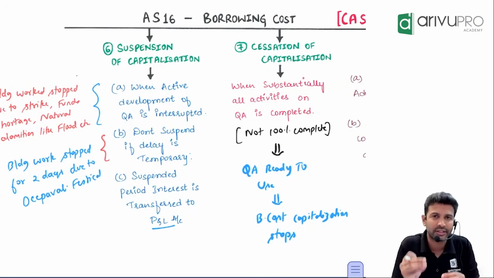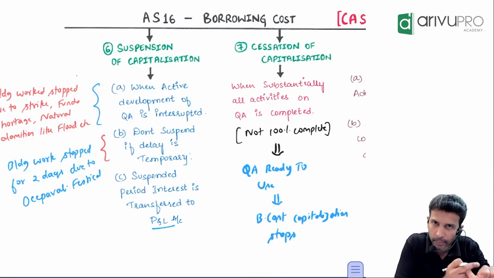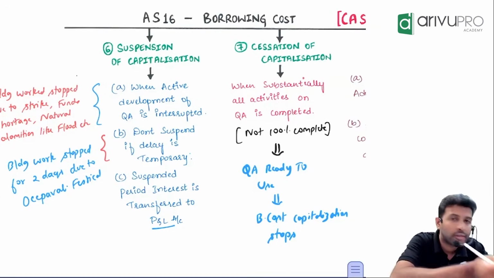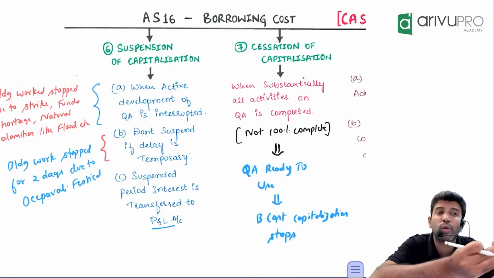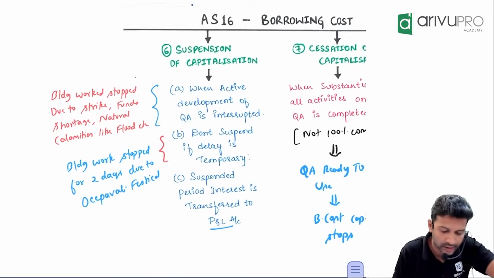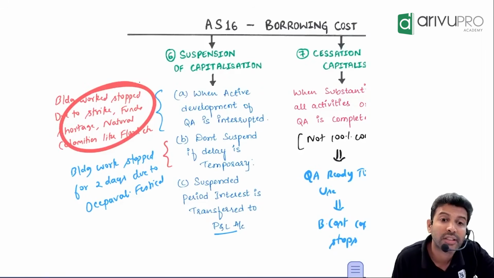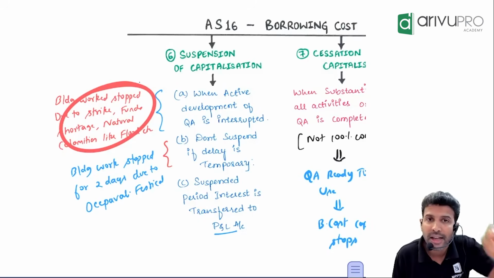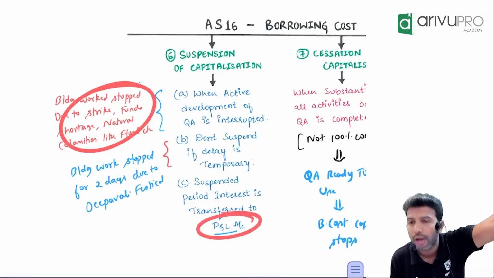Some easy fixes. If the work has stopped due to labor strike, fund shortage, fire, flood, earthquake, all these natural calamities, then suspend. Suspend means what? Transfer that period's borrowing cost to P&L.